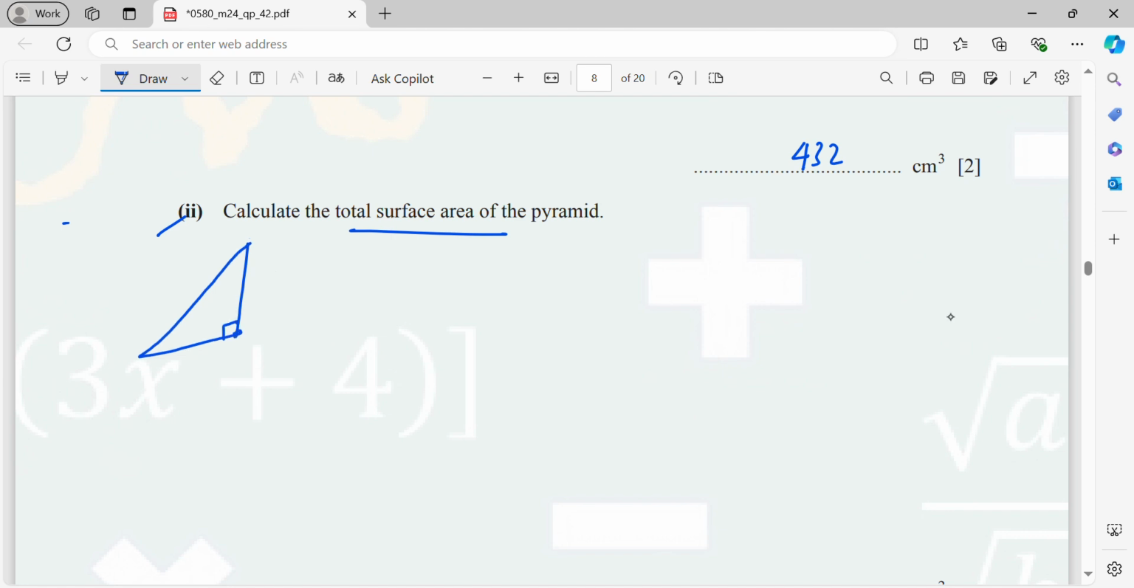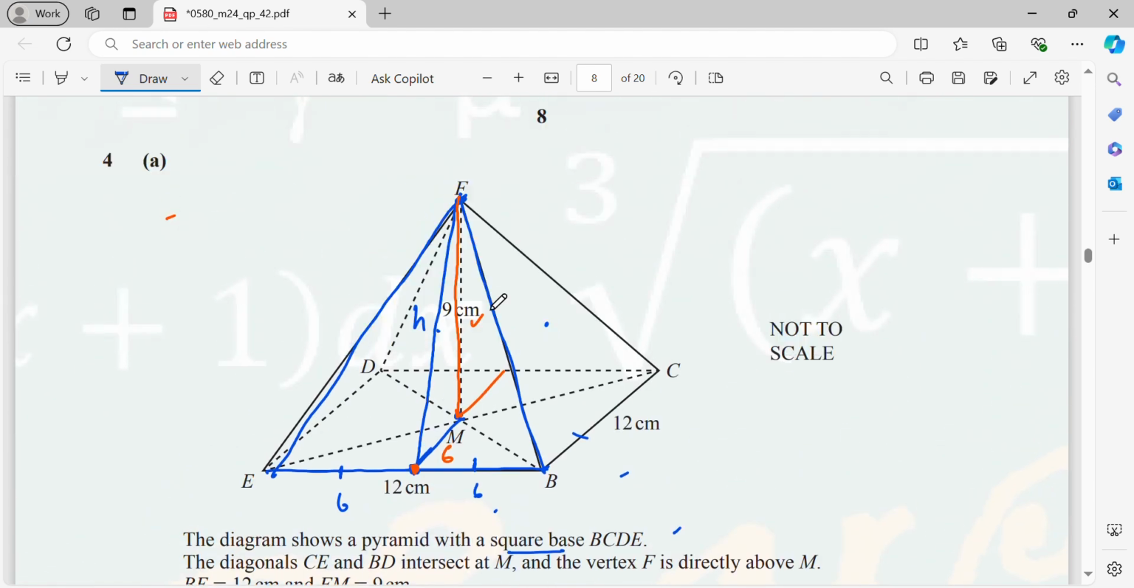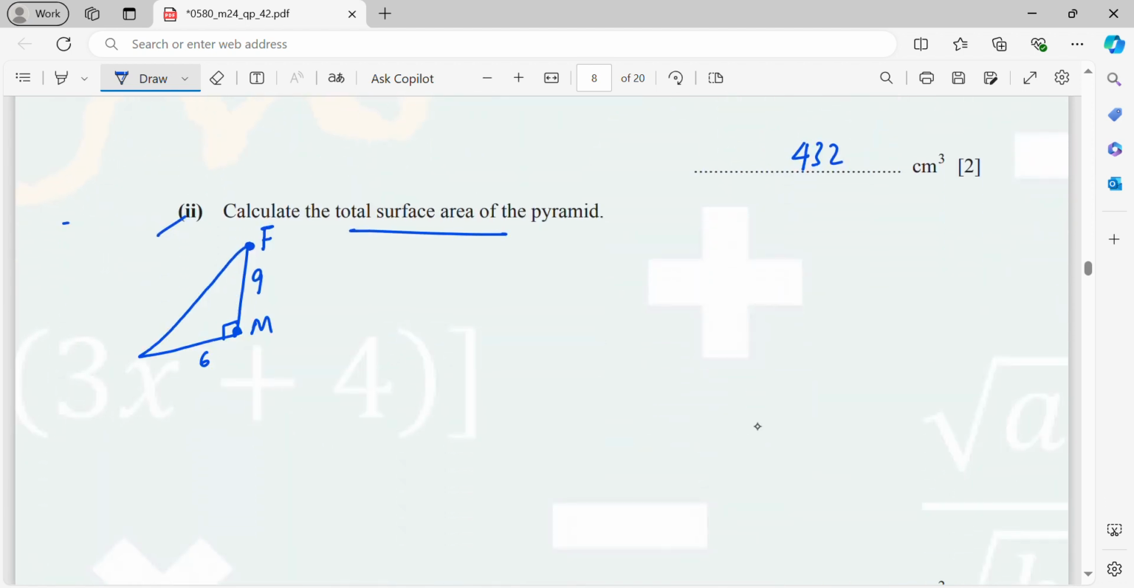So this is the point M, and then here is going to be 6, then this is 9, because this is the F. Here must be 90 degrees, a right angle triangle. This is my H. So my H is the square root of 9 squared plus 6 squared according to the Pythagoras theorem. That is square root of 117, which you can change to 3 square root 13. So this H is the height of my triangles.